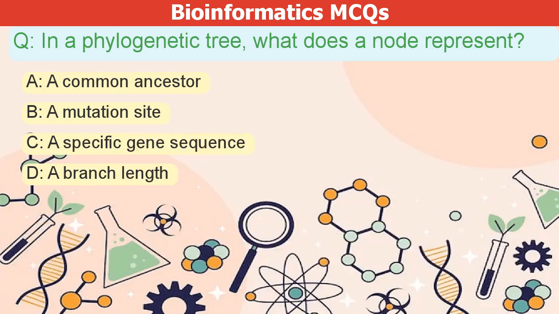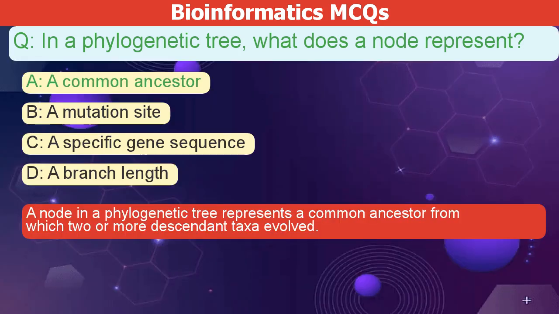In a phylogenetic tree, what does a node represent? A. A common ancestor. B. A mutation site. C. A specific gene sequence. D. A branch length. The correct answer is A. A node in a phylogenetic tree represents a common ancestor from which two or more descendant taxa have evolved.